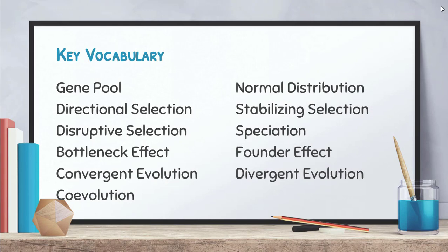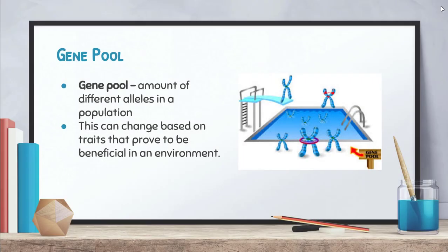We got a couple new vocabulary terms for this particular video. We will talk about gene pool, directional, disruptive, and stabilizing selection. We'll talk about the process of speciation, bottleneck effect, founder effect, convergent and divergent evolution, and coevolution.